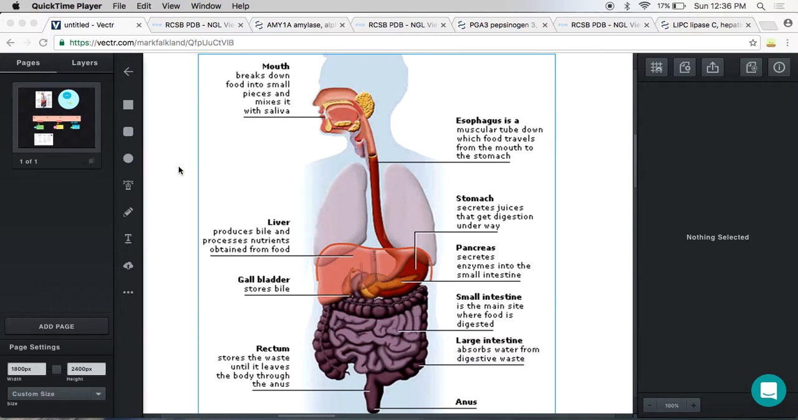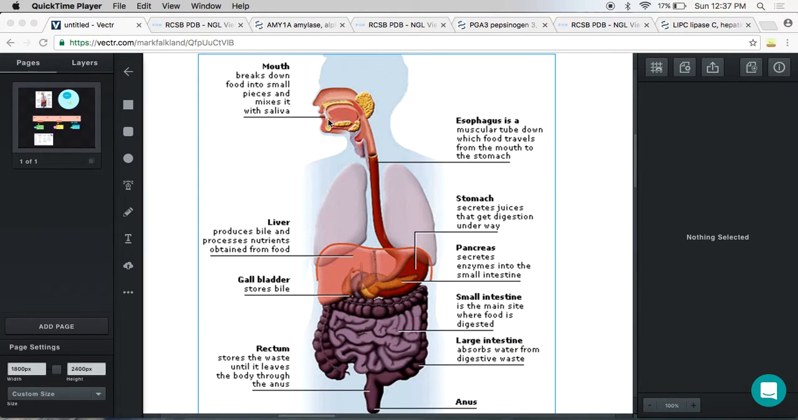Using this diagram, which gives us a pretty good overview of the digestive system, we can take a quick look at the breakdown of food, so the different enzymes that help break down the food. And then we're also going to look briefly at how it's absorbed, which mainly happens in the small intestine.